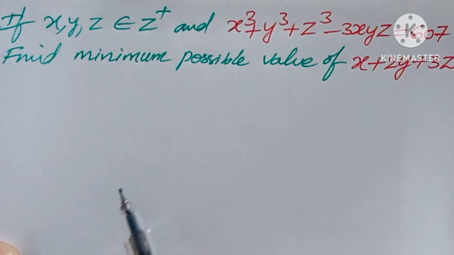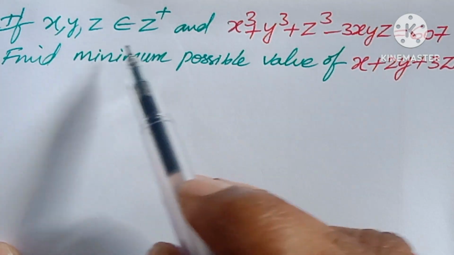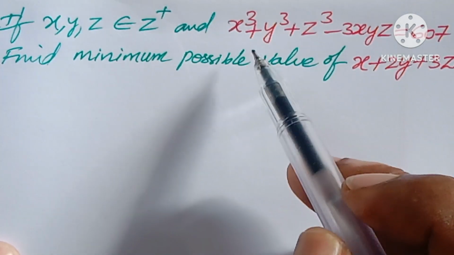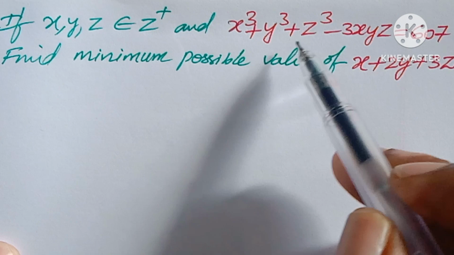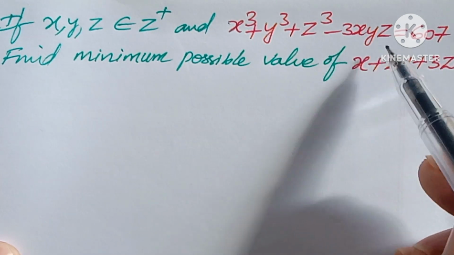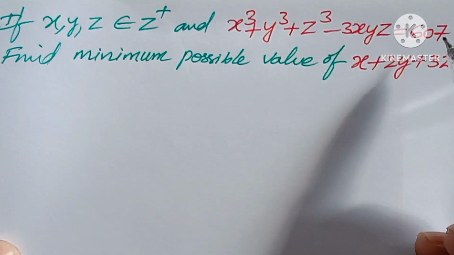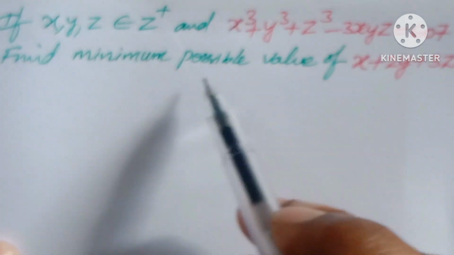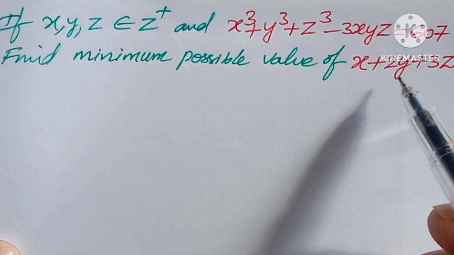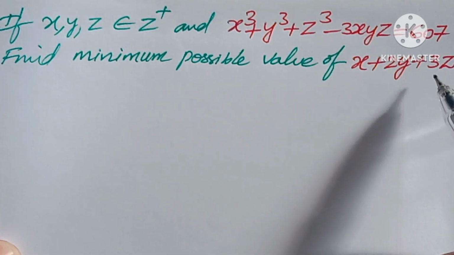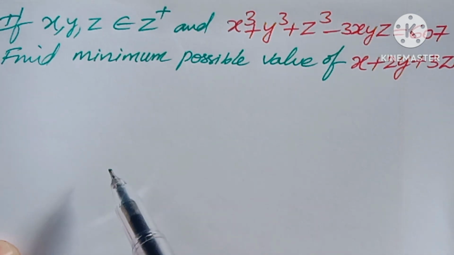Today we are looking at an Olympiad problem. If x, y, z belong to Z, and x cubed plus y cubed plus z cubed minus 3xyz equals 607, find the minimum possible value of x plus 2y plus 3z. As you are going to solve this problem, pause the video for 10 seconds and try it.